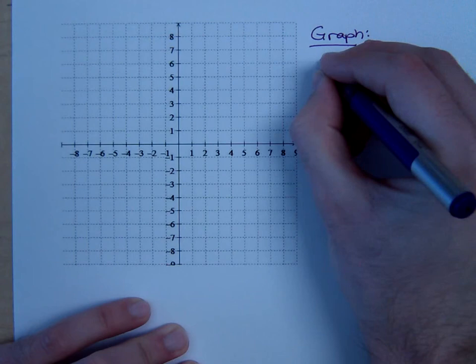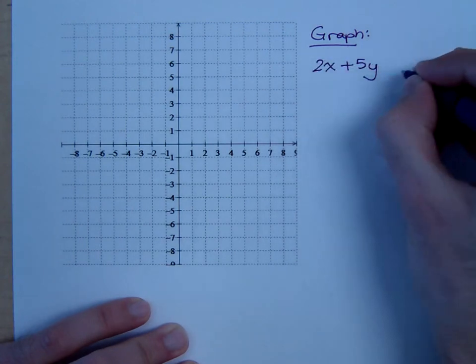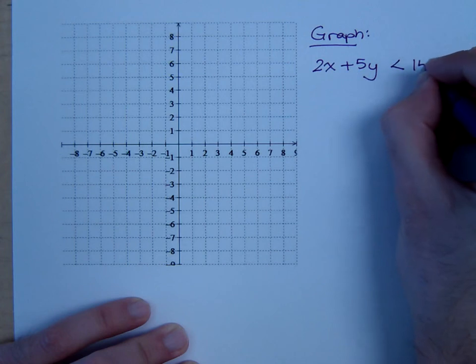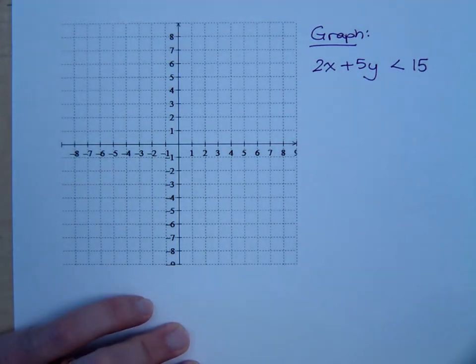All right, now let's do something that's a little bit more challenging. 2x plus 5y is less than 15. How would you graph this guy? Solve for y. Get y by itself.